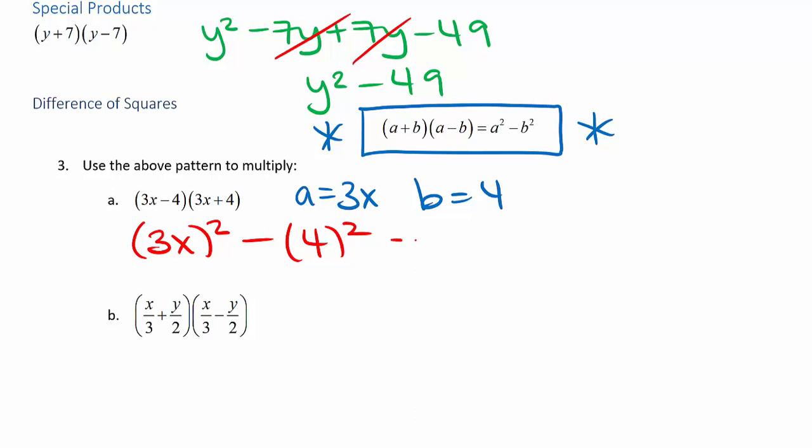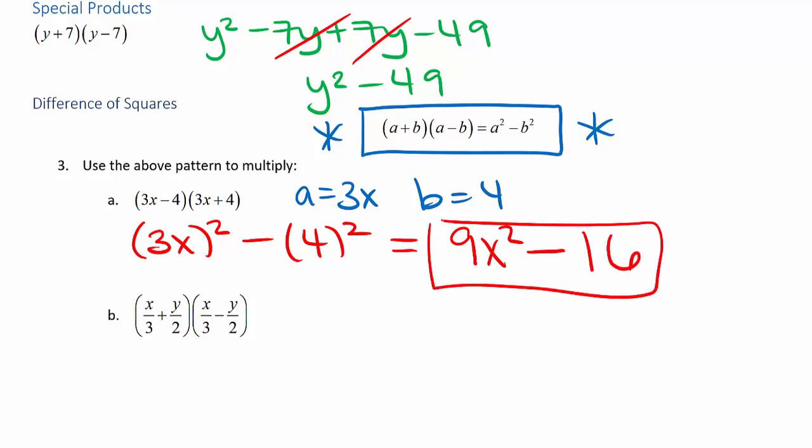We can, in other words, square the first term, and we get 9x squared. And then we square the 4 and we get 16. And so our final answer is 9x squared minus 16. Now, it's not wrong to use FOIL on this if you have a hard time remembering this formula. But in some cases, especially when you have fractions like in part B, this pattern is going to save you a little bit of time.